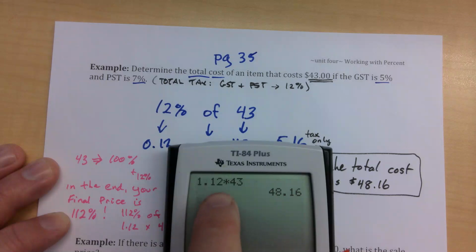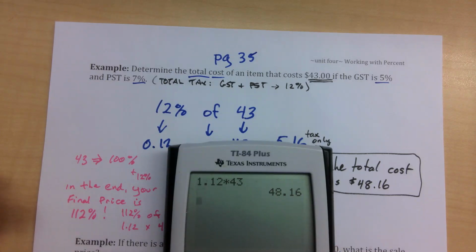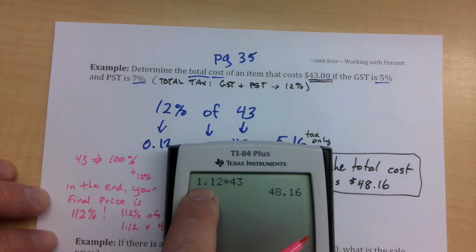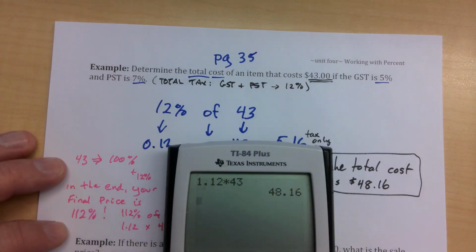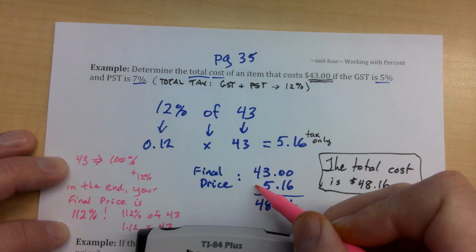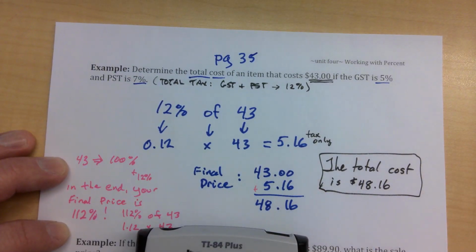Now, should you be surprised by this, the fact that it gets the same answer? No, because all we're doing is baking together, embedding, combining the fact that we're going to pay 100%. 100% is represented by 1.00, but we're not going to leave it at 1.00. We're going to add the 12%. So this is the final all-in total price baked together, and it saves us the step of actually having to add this up at the end, okay?